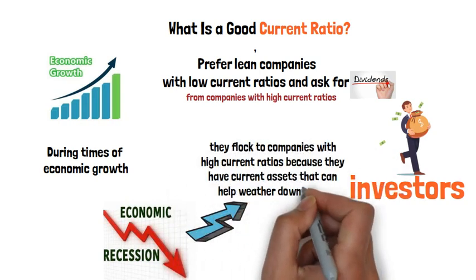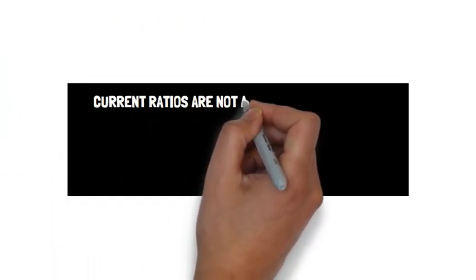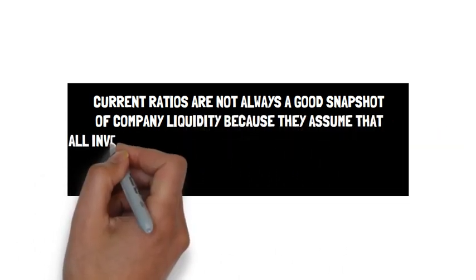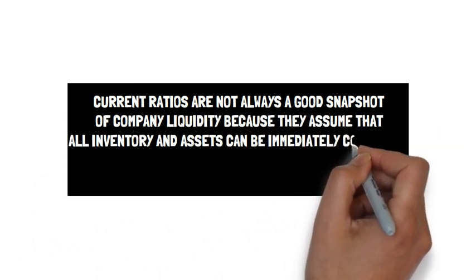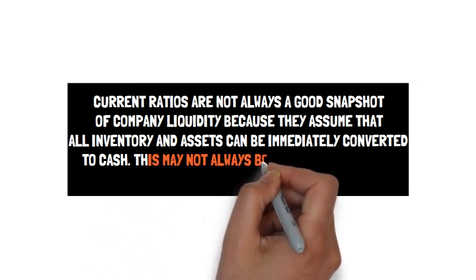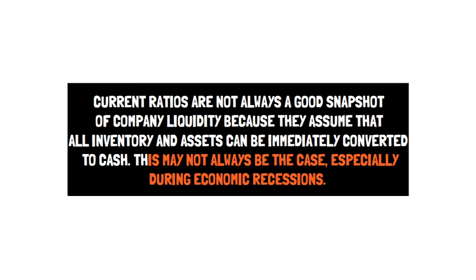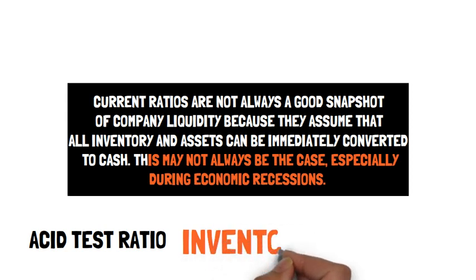can help weather downturns. Current ratios are not always a good snapshot of company liquidity because they assume that all inventory and assets can be immediately converted to cash. This may not always be the case, especially during economic recessions. In such cases, acid test ratios are used because they subtract inventory from asset calculations to calculate immediate liquidity.